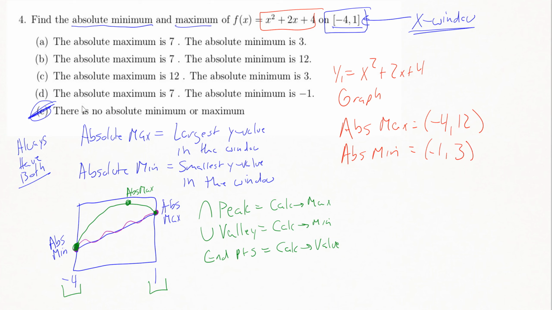Whenever you're talking about maxes and mins, the y value is that max or min. So the absolute max is 12. The absolute minimum is 3. So we're looking for an absolute maximum of 12 and an absolute minimum of 3. So our answer would be C.